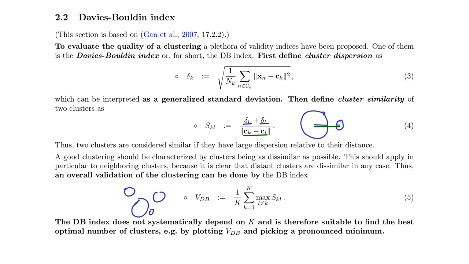So how can I visualize this? Well, this one here would take this one. This one would take this one. This one also definitely would take this one. And this one most likely would take this one. All right, so these are the four cluster similarity values that would enter this sum. Now, it's quite obvious that overall you get a small value if the clusters are well separated.